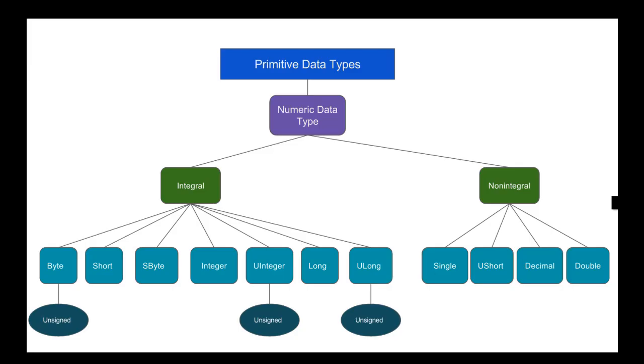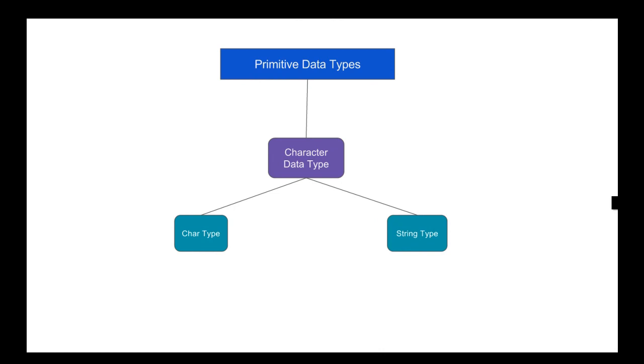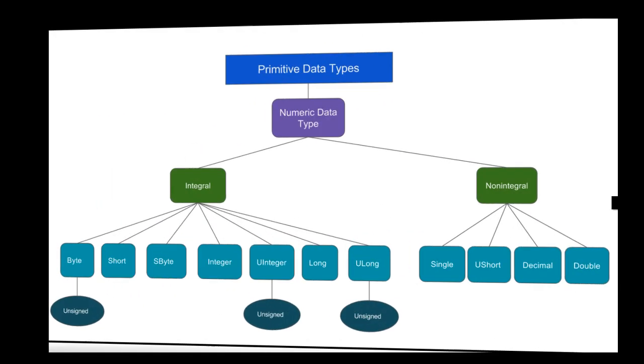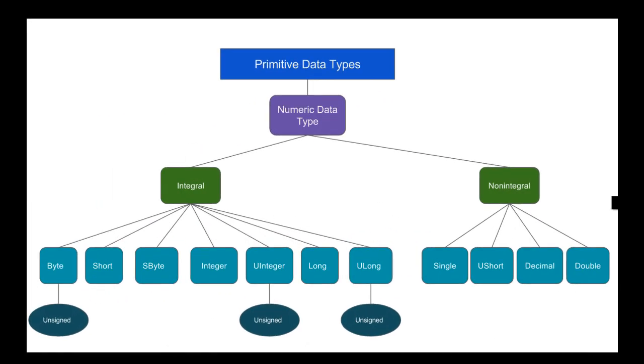The same applies for the other primitive data types, such as the character data type. So converting from a character to a string is considered a widening conversion, and converting from a string to a character is considered a narrowing conversion. Let's go back to this slide. There are two considerations when converting a value from a data type to another. Number one, magnitude, and number two, precision.